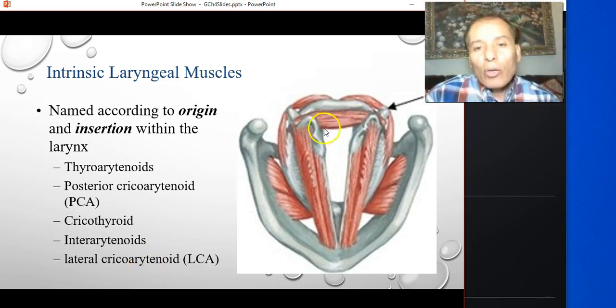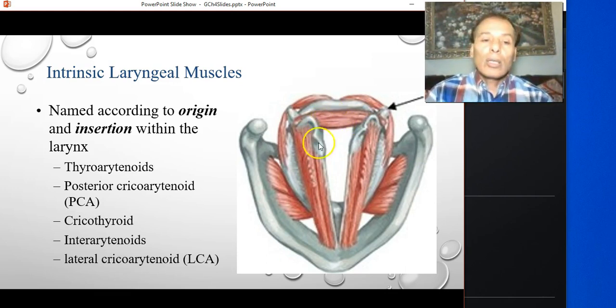The intra-arytenoids compress and help in closing the vocal folds. And the only muscle that is responsible for opening them up, for abducting them, is the posterior cricoarytenoid. One here and one here.